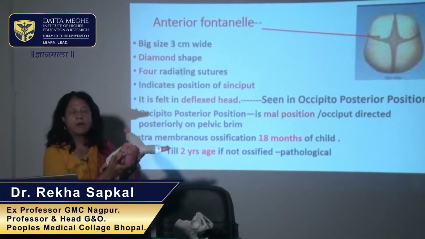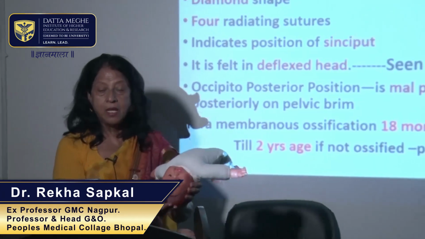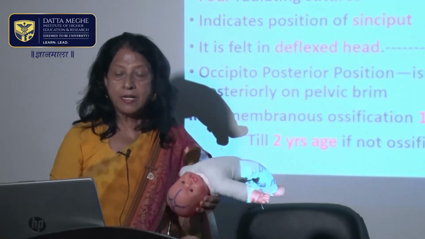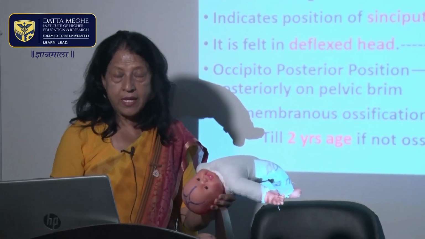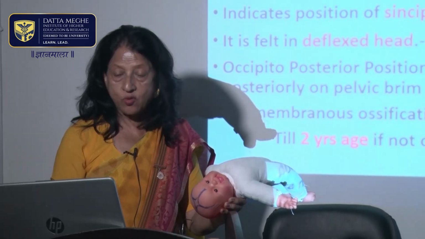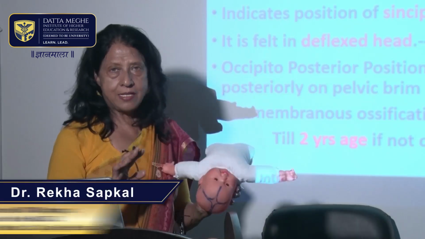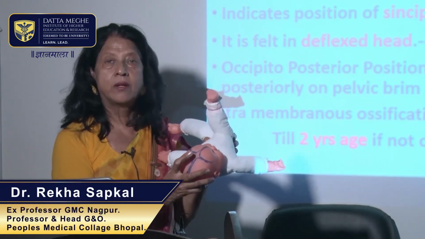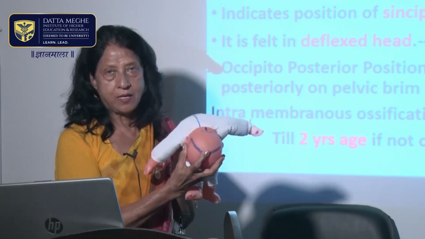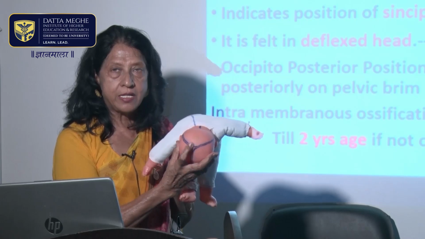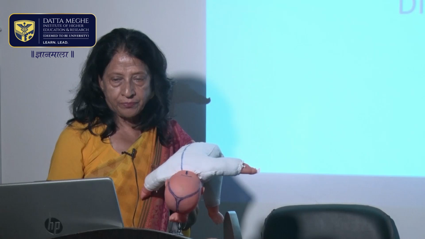So, what is the significance of this anterior fontanelle after birth? There is intramembranous ossification at 18 months of the child. If it does not get ossified by 2 years of age, it is pathological. Thus, we must understand when the head is deflexed, anterior fontanelle is felt, when the head is well flexed, posterior fontanelle is felt, but we have to identify whether it is anterior or posterior by sutures radiating around it.